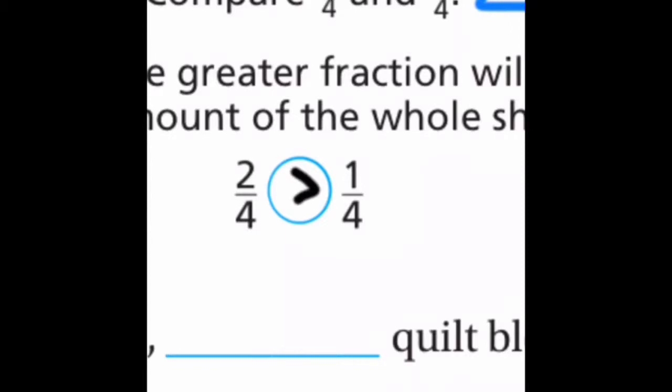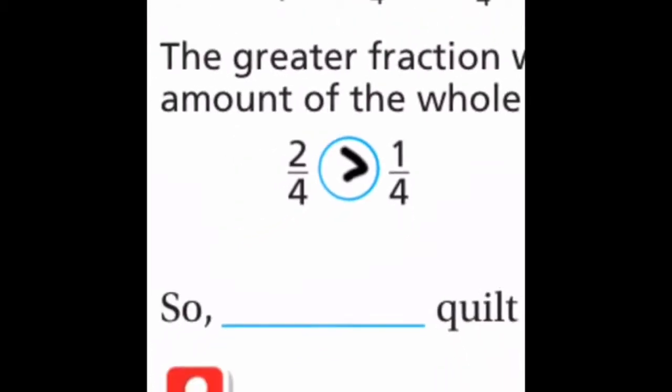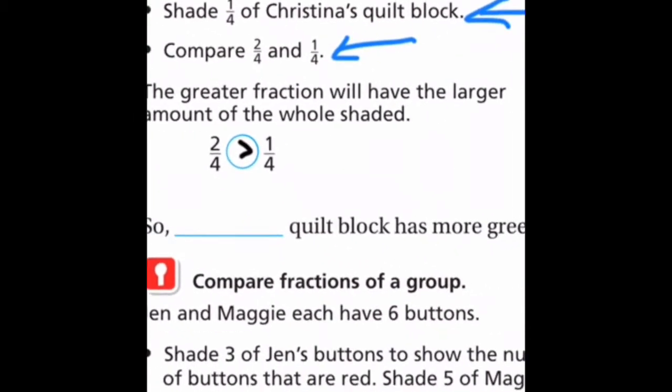And so when we draw our symbol here, remember the larger part, the open mouth kind of thing, it points to the larger number. The little narrow part right there, it points to the smaller number. So however you need to remember it, maybe think of it as an alligator eating the bigger number or something like that. Whatever you need to do to remember it, please do that. It's that easy to compare 2/4 and 1/4.